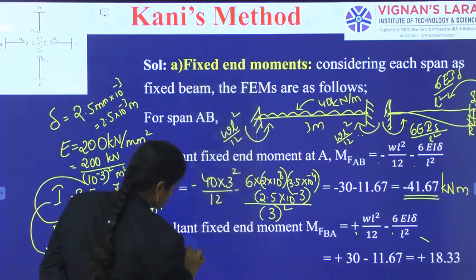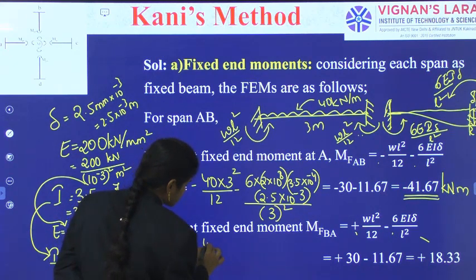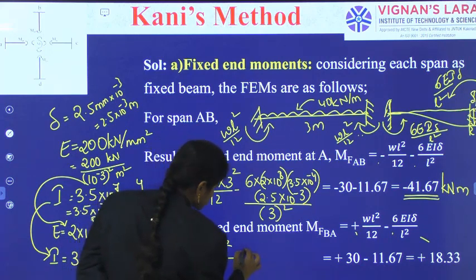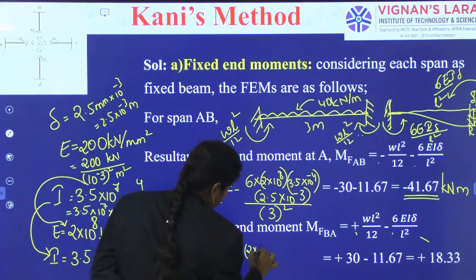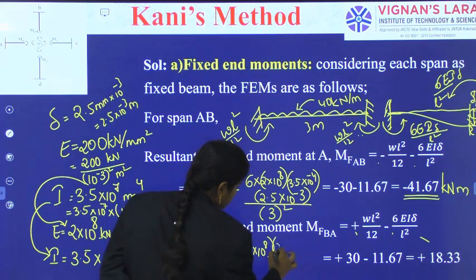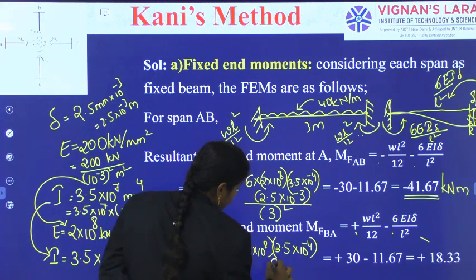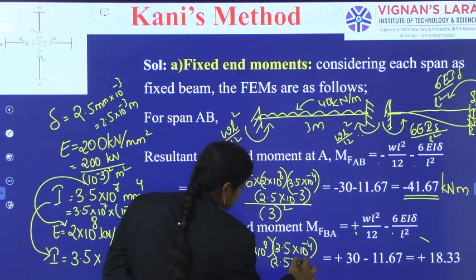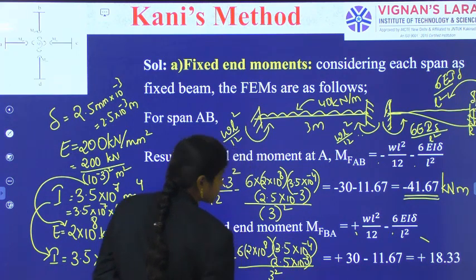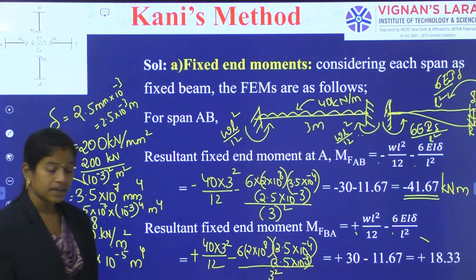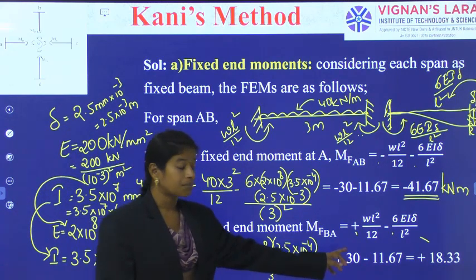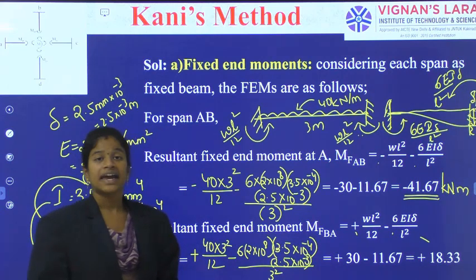which is, sorry, plus 40 into 3 square by 12 minus 6, 2 into 10 power of 8, 3.5 into 10 power of minus 4, 2.5 into 10 power of minus 3 by 3 square, W is 68 delta by L square. So plus 30 minus 7.67, that is 18.33.